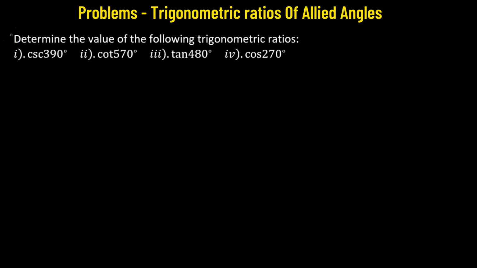In this problem, we are given 4 trigonometric ratios and we need to find out their respective value. Let us begin. We'll start with our first one. Here we are given cosecant of 390 degrees.